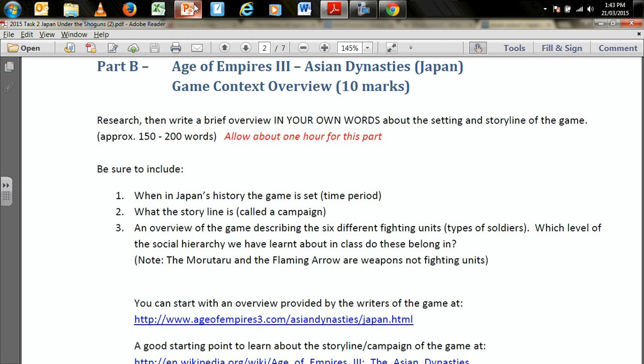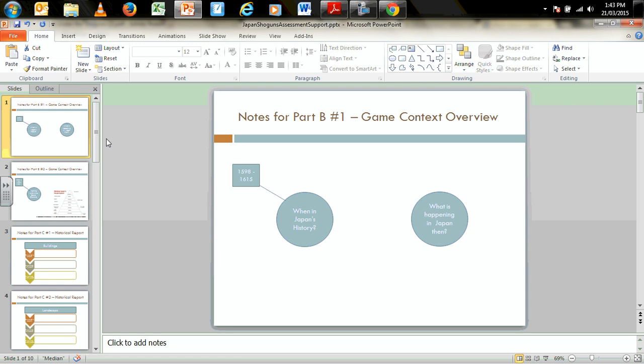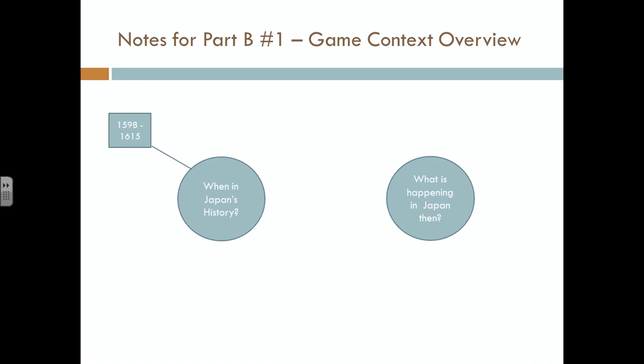To help you organise some of your information, we've created some organisers similar to what you would have used last year in Year 7. You don't need to use these, but what you'd be able to do is actually just print these out and write by hand the information that you find as you go along, so that you can keep that organised so that you can write your paragraphs a little bit easier.